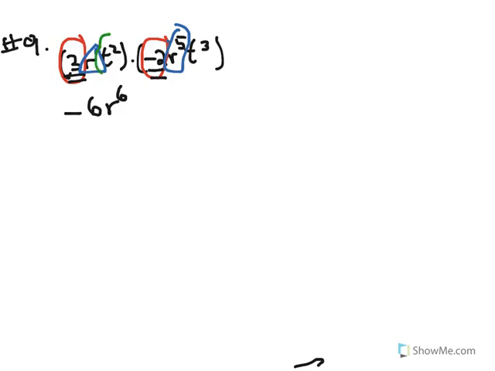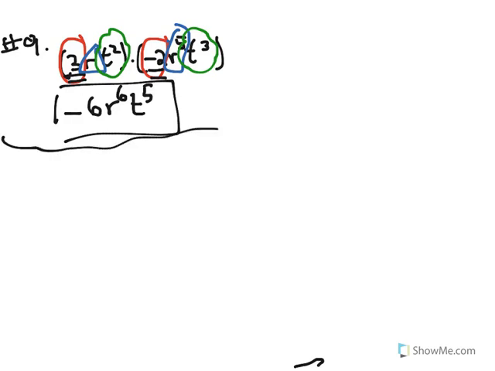Now let's go and see the t's. You see I have a t squared and a t to the third. So now if I put t squared with t to the third together, I'm going to get t to the 5. 2 plus 3 is 5. And now this is the final answer: negative 6 r to the 6 t to the 5. Okay, do problem number 10, and then we will be ready to work with the second property, which is the division property.